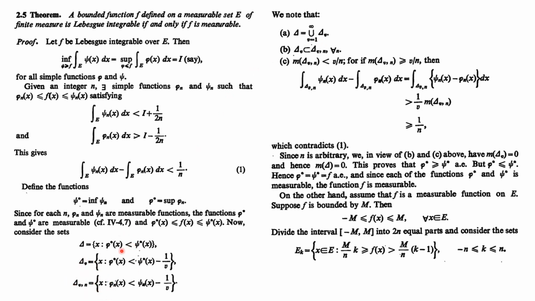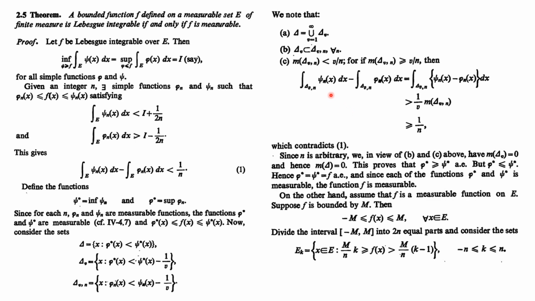The second observation is delta nu is a subset of delta nu n. Now why? Here we are having only the infimum and supremum functions, but here we are having all functions phi n and psi n. So this inequality is true for each n, and here there are more points of the domain which satisfy this, and here there are fewer points which satisfy it, for only the infimum and supremum. So clearly this is a subset of this. And the third observation is that the measure of the set delta nu n is less than nu by n.